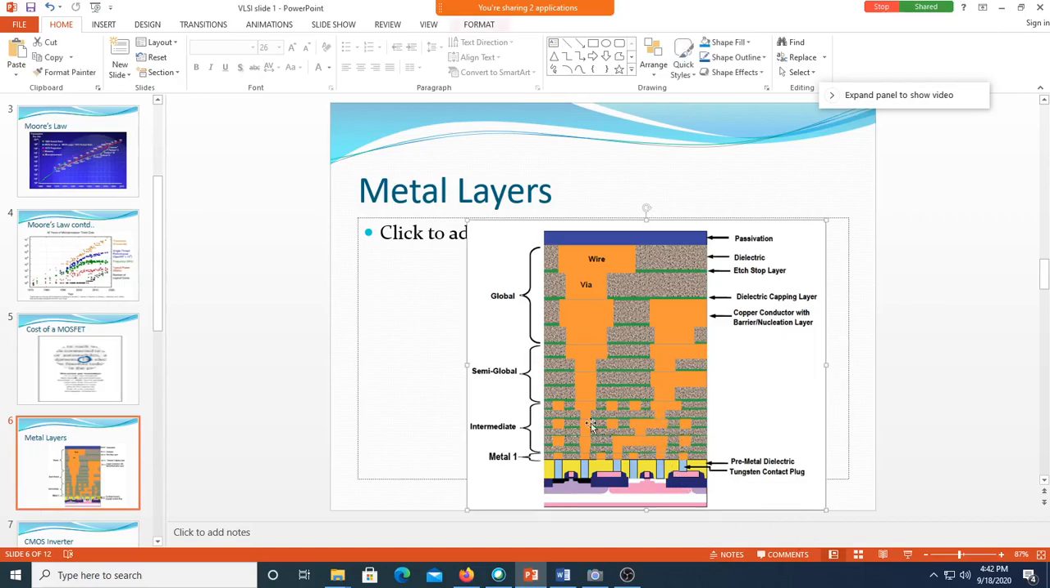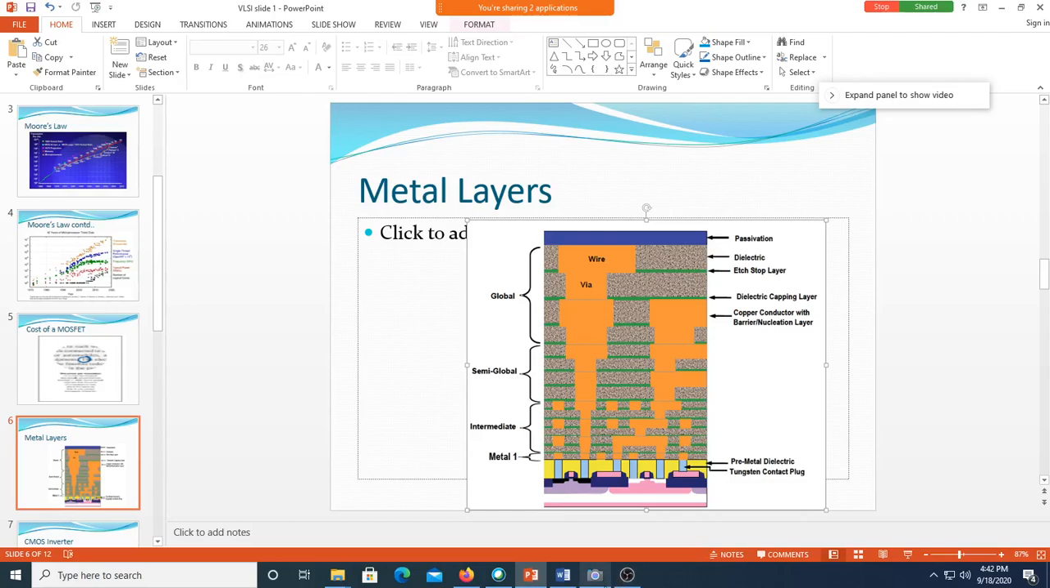What do you mean by these 12 different layers? We call them intermediate, semi-global, and global layers, depending on the functionality of those signals. Assume: does all the circuit require VCC? Does all the circuit require supply voltage? Assume that you have so many transistors. Most of the circuits require VCC, because without VCC they cannot work. You need VCC and ground.